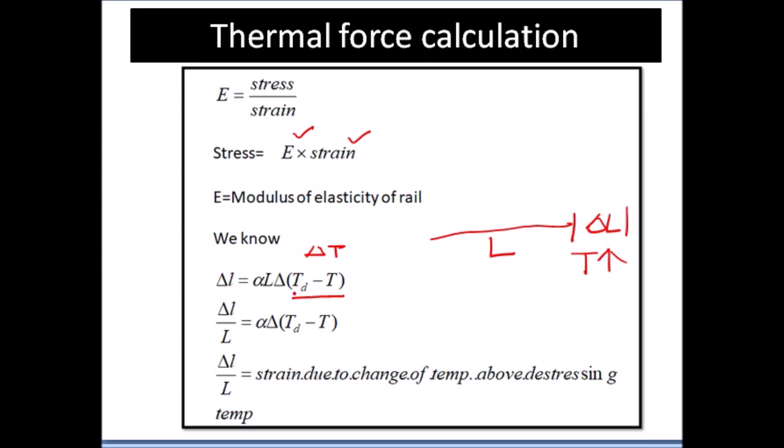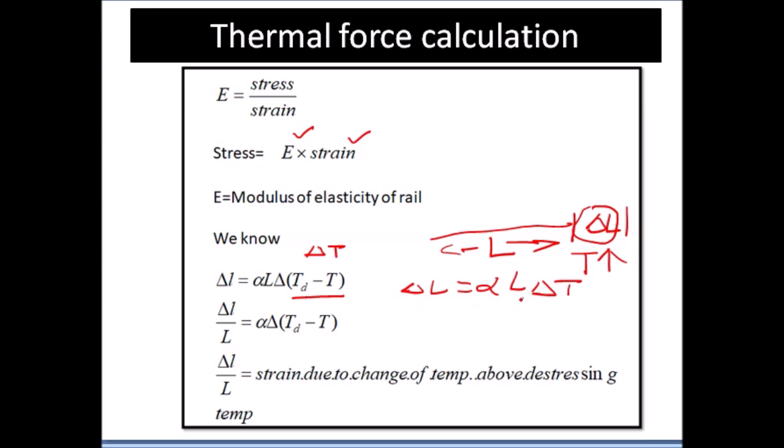What does this mean? Let us say you have a rail of length L, and now you are increasing the temperature of this rail. Because of the temperature, the rail will expand. Let us say delta L is the increased length of the rail. This increased length is given as delta L is equal to alpha L delta T. Here delta T is the change of temperature, which I will show in the next slide.